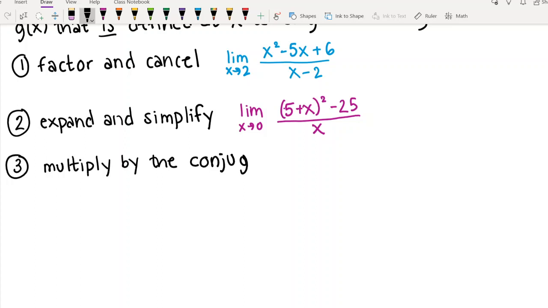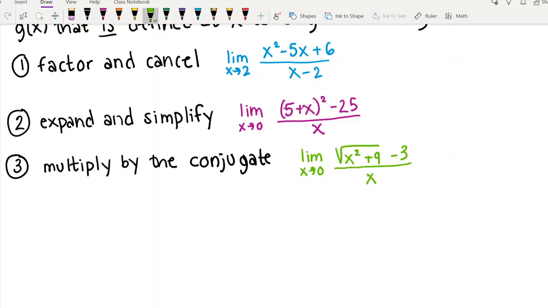So I'm going to write down an example, and we'll come back and actually do this example fully in a few minutes after we talk about what the conjugate is and all that. So an example of a place where you would use this method would be the limit as x approaches 0 of the square root of x squared plus 9 minus 3, all divided by x squared.